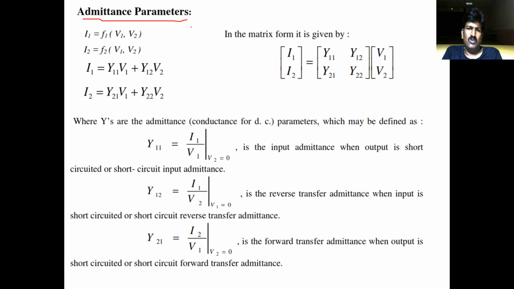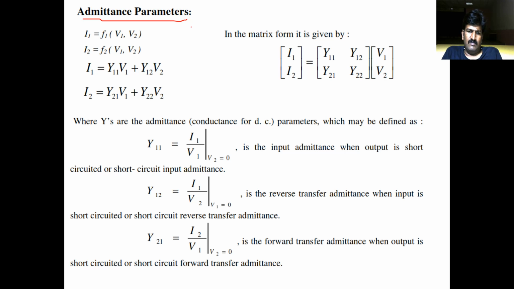You can also call it conductance for the DC circuit, which may be defined like this. Y11, where the output is short circuited, is I1 divided by V1. That is the input admittance when the output is short circuited. And Y12 is nothing but I1 divided by V2, where the input circuit is short circuited. This is also called the reverse transfer admittance.